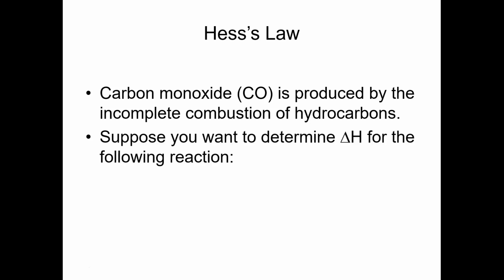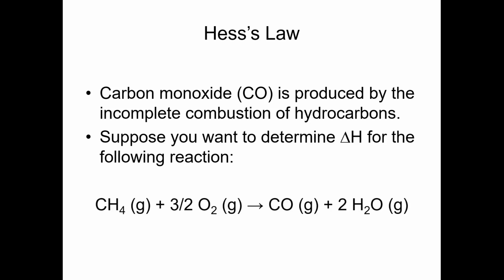Now, suppose you want to determine delta H for this reaction, the combustion of methane, and we've written the combustion of methane several times. But here, instead of writing the combustion of methane to give carbon dioxide, which is the typical product we write, I'm writing this to give carbon monoxide as the product, and it changes the stoichiometry a little bit. If I was making carbon dioxide, this would be 2 O2, but I'm making carbon monoxide.